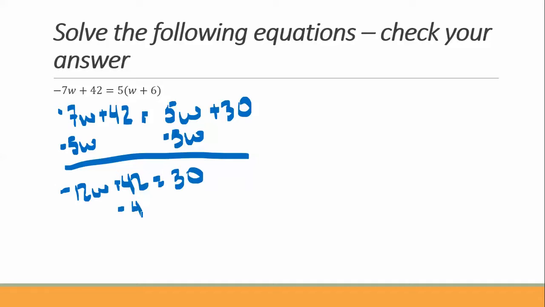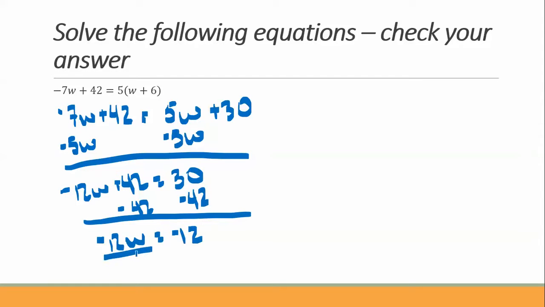And now we're going to subtract 42 from both sides. We get negative 12w equals negative 12. Divide both sides by negative 12, and we have w equals 1. So let's check our answer.